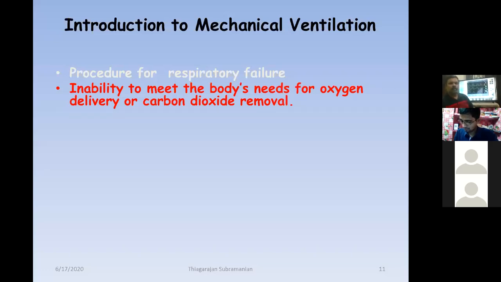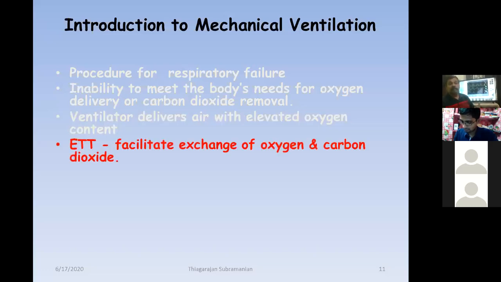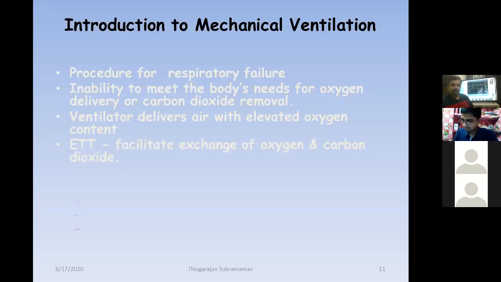Everyone knows about that. The ventilator delivers air, usually with elevated oxygen content, and another important portal of entry for the air is the endotracheal tube. Why am I sharing this point here? Endotracheal tube obstructions can also be reflected in the readings of the graphics. That is why we need to know about the proper positioning and fixation of the endotracheal tube. Everything should be observed by the physiotherapist also.